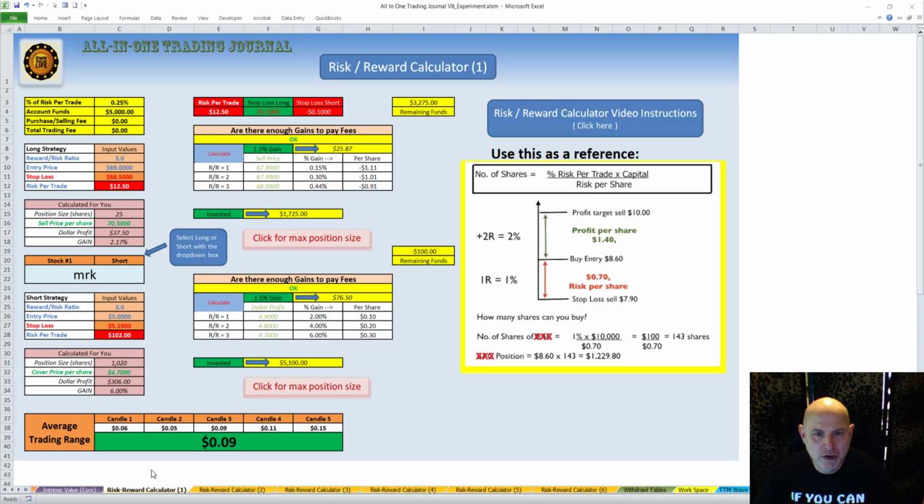Hello everyone, I'm Chuck Gordner from MoneyMan4438 Marketing, and in this video we're going to talk about the risk reward calculator that I have in my All-In-One Trading Journal.